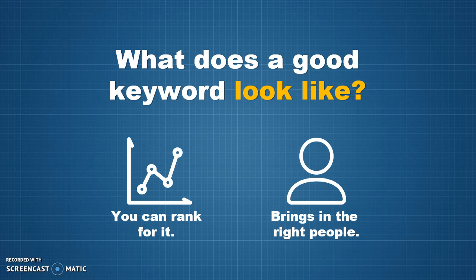So every site is different. You might be able to rank for something that somebody else can't. You might have a brand new site. You might have a really old site. So what you can rank for might change, but a good keyword is something that your site has the ability to rank for. Secondly, it brings in the right people. So you might have an e-commerce site. You might have an affiliate site. You might have a display ad site. But the basic idea is the best keywords are going to bring in the people that do what you want them to do. So those are the two basic requirements of a good keyword.